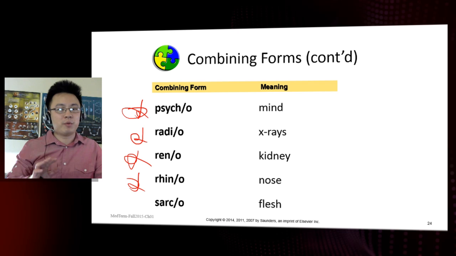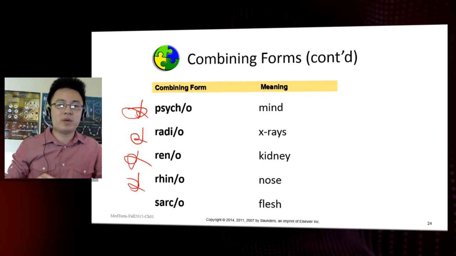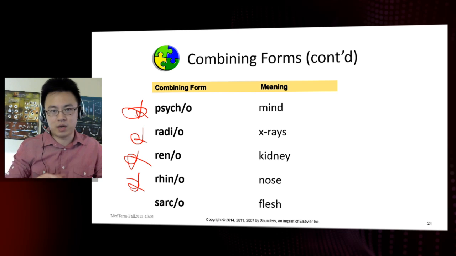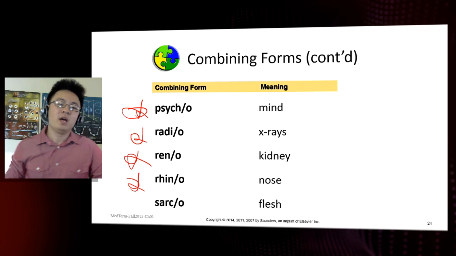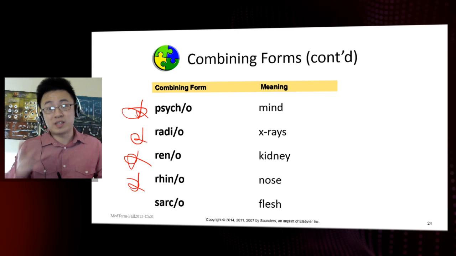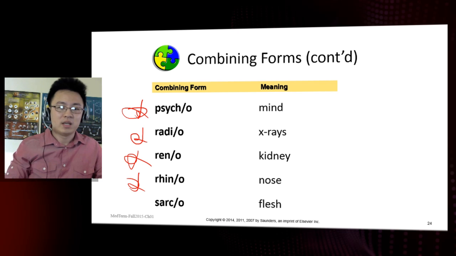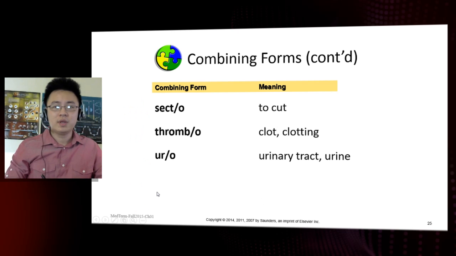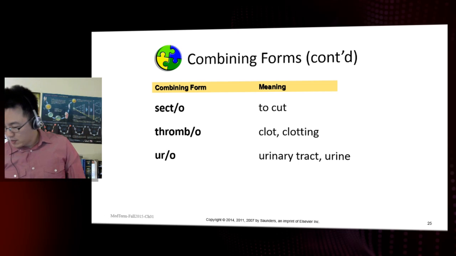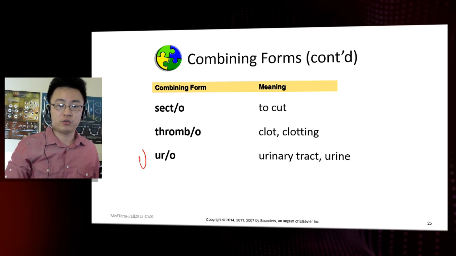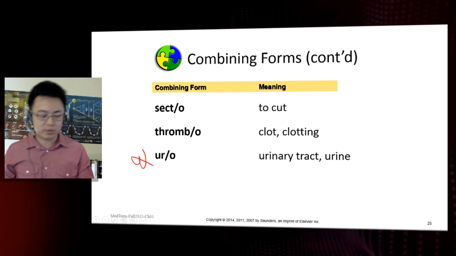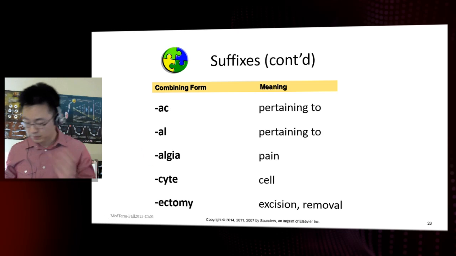You're probably thinking about some other building or venue, but I'm not talking about that. I'm talking about Reno, which is the kidney. Those of you who are here in Southern California would know what I'm talking about when I say Reno. Rhino, not the animal like a rhinoceros, but it's kind of similar, because a rhinoceros has a very pointed nose. Rhino here means nose. Sarco means flesh in this case. And we do have here uro, which means urinary tract. So again, some of the different combining forms that are out there that you would want to learn.